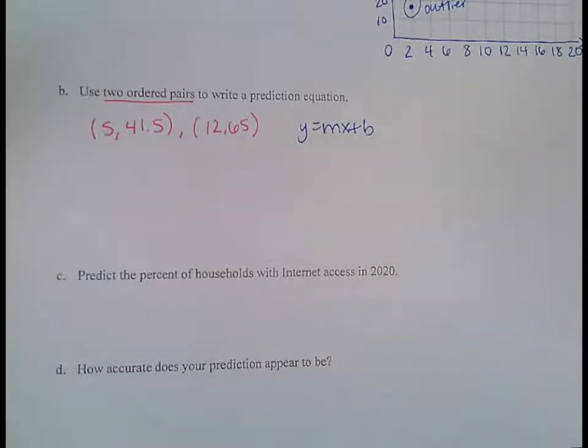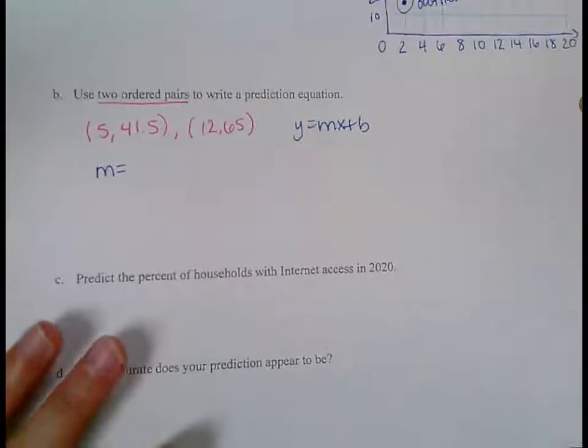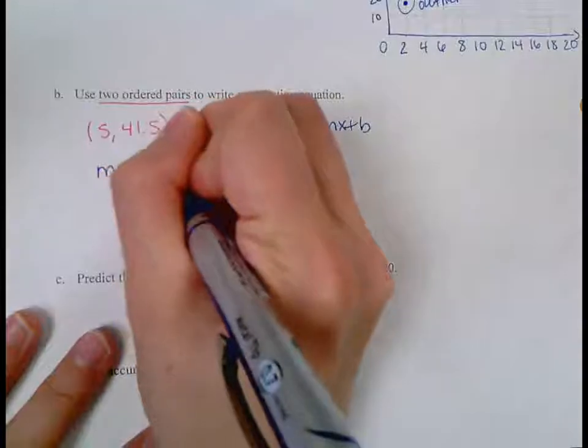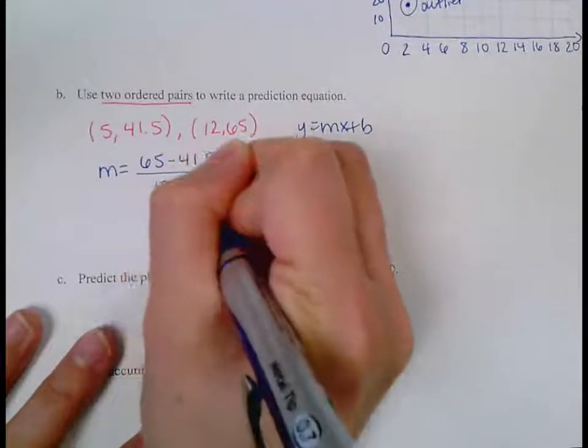So to write the equation of the line, what do we have to do first? Find the slope first. So change in y over change in x, so mine would be 65 minus 41.5 all over 12 minus 5.